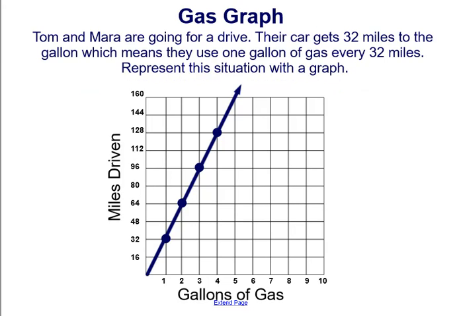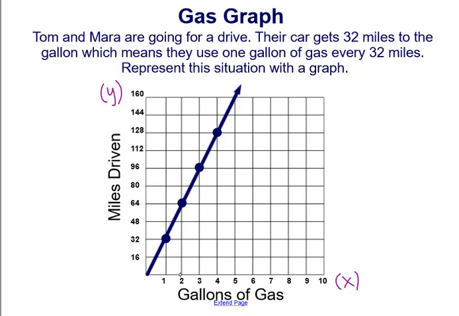So in this situation, the independent variable is going to be the gallons of gas. That's going to label our x-axis. And the y-axis is going to be the miles driven. That's our dependent variable, because the miles driven depends on the number of gallons of gas you have.